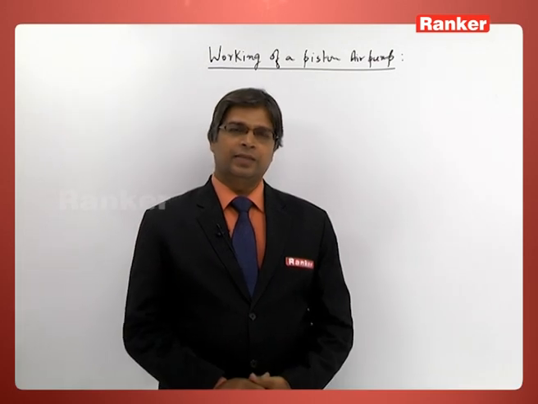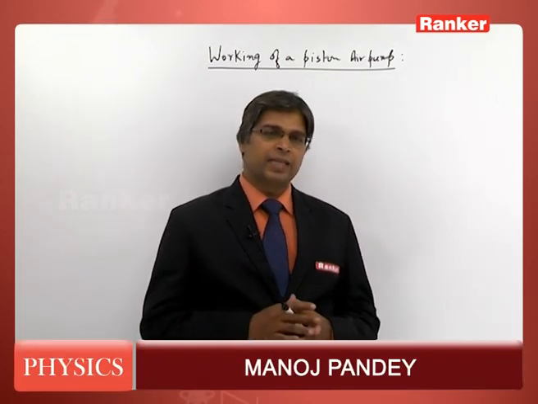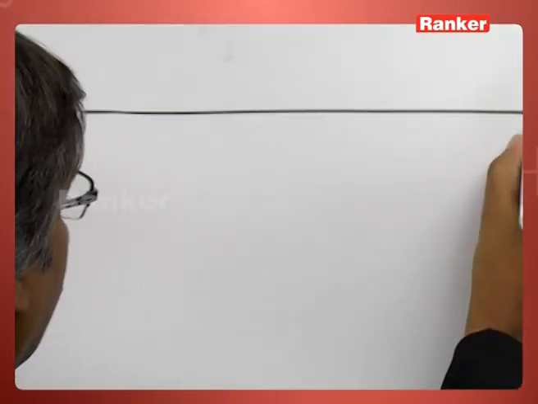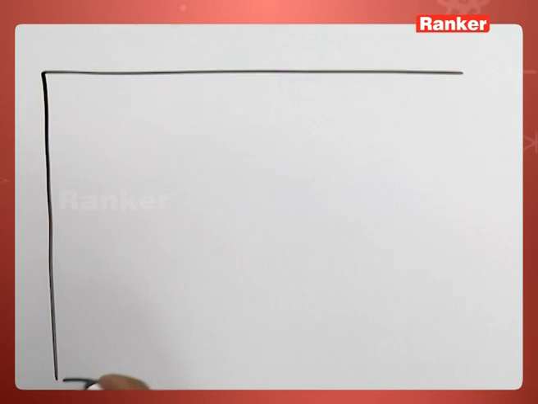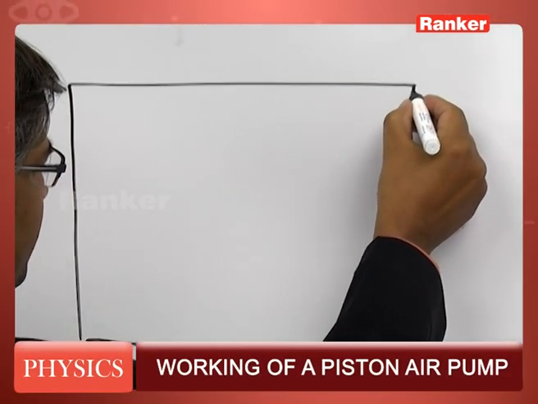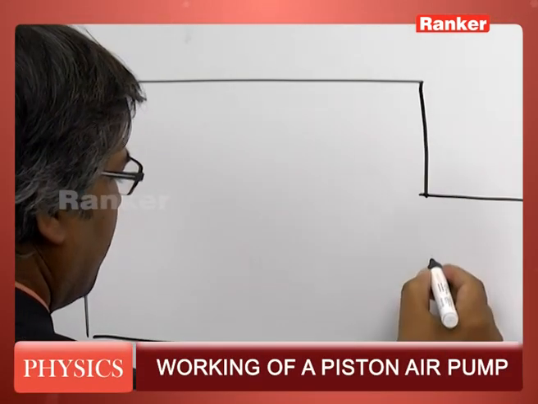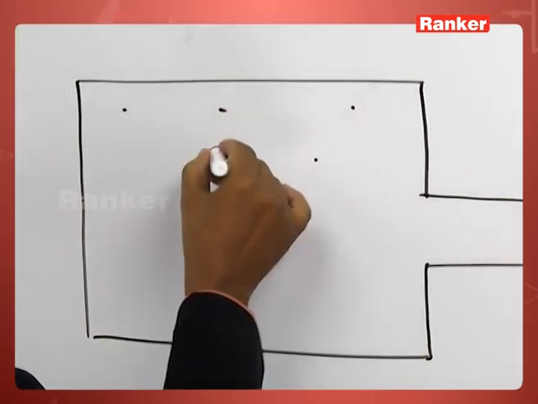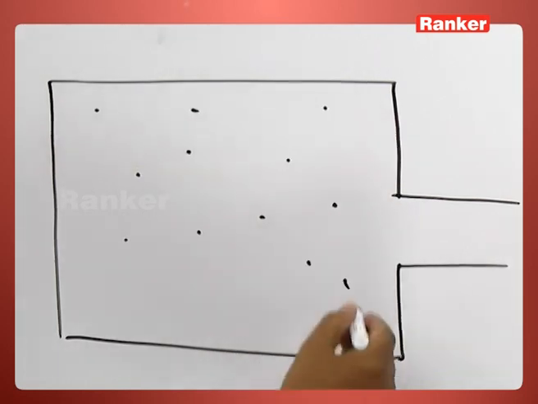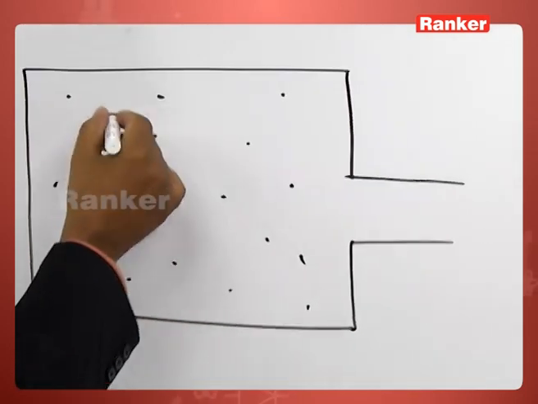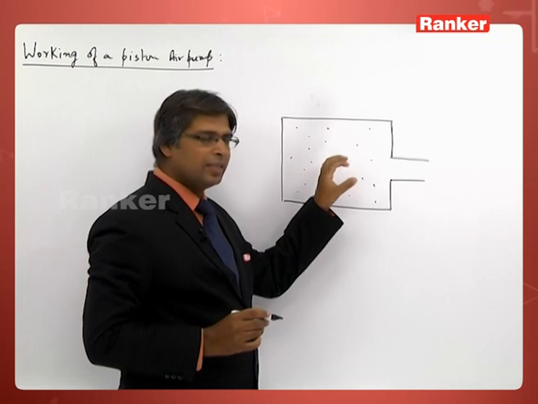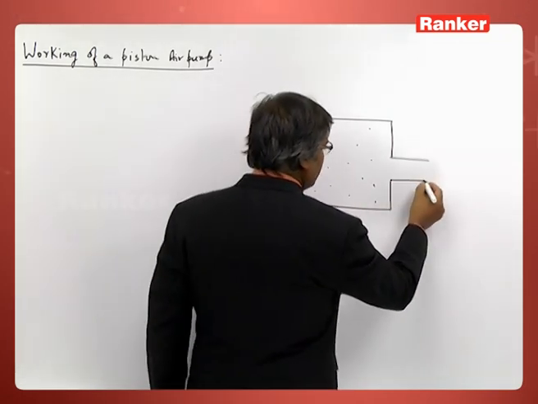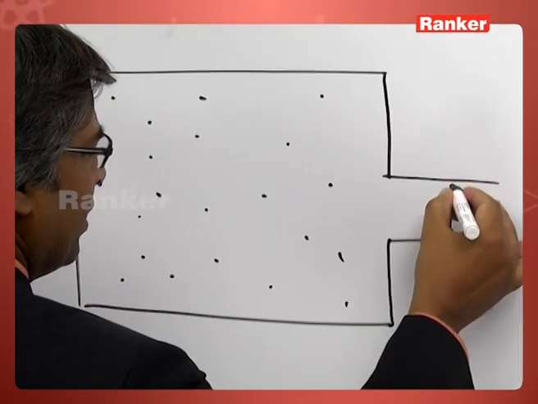Now let us see the working of a piston air pump. So we have a pump in which we have a gas, ideal gas here, and we want to reduce the pressure of gas in this vessel. So we have a piston here.